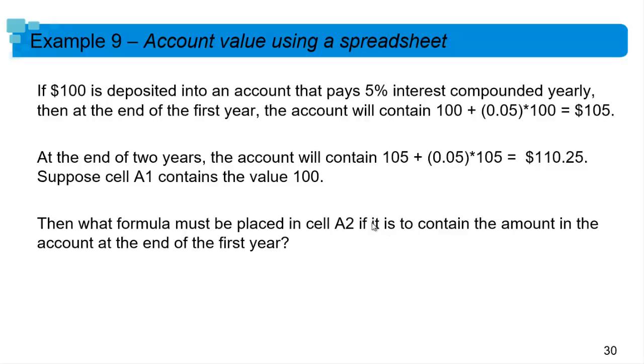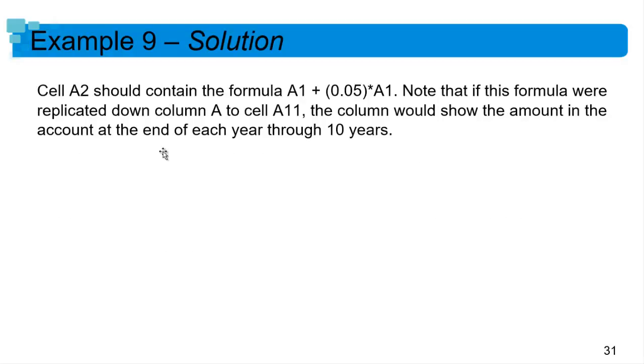Well, shouldn't it just be A2 is going to equal A1, right, plus 0.05 times A1? You see how you can just swap out 100 for A1, and that's exactly what we would do. And then if you took that formula and dragged it down, the next cell would do the same thing to the cell above it, and you could replicate it and figure out how much money and interest you would have in your account at the end of every year for as many years as you want to do it.